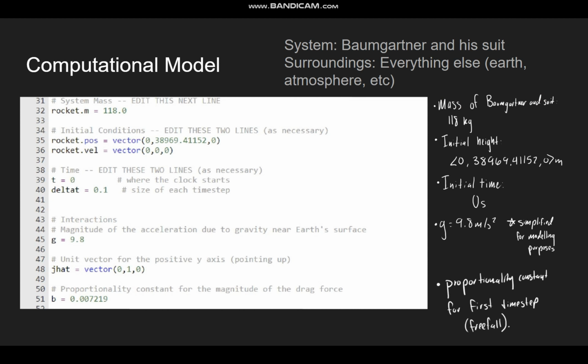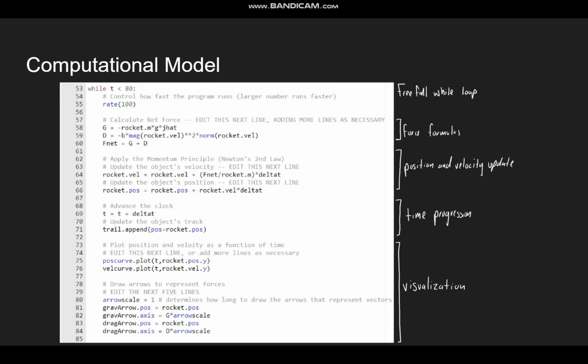His acceleration due to gravity was 9.8 meters per second squared, which is simplified for modeling purposes, and his proportionality constant for the first time step, which is when he was in free fall, was 0.007219. Our first while loop is for when Baumgartner was in free fall. His force formulas can be seen in the model. The position and velocity update formulas can be seen in the model. Time progression and visualization can also be seen in the model.